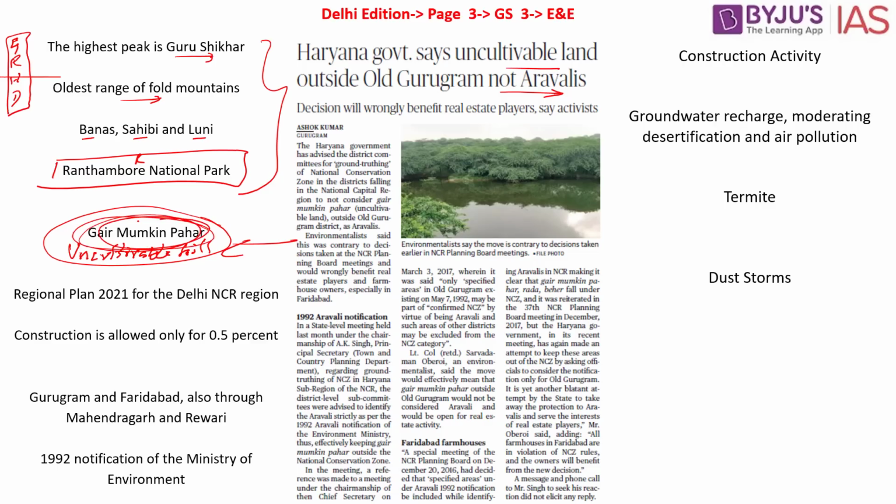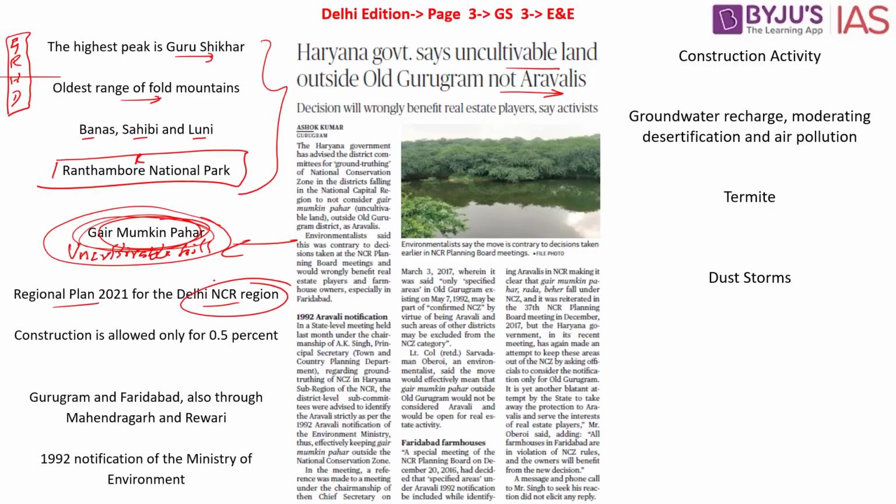Why are we discussing this? That is because we have the National Conservation Zone. What is this National Conservation Zone? According to the Regional Plan 2021 for the Delhi NCR region, there have been some zones in the Aravali region called the National Conservation Zone. What is this conservation zone? It includes the forest, the water bodies, the rivers, and groundwater recharge areas as part of the conservation zone.